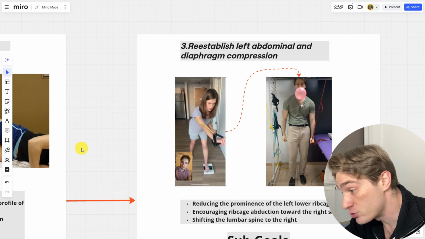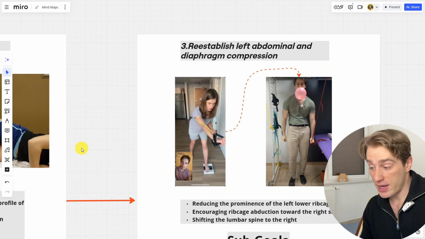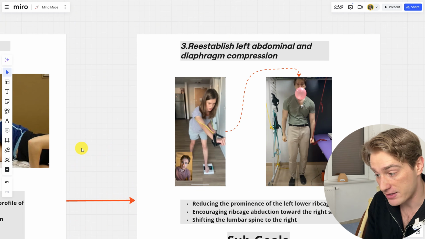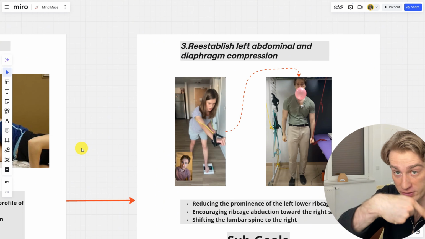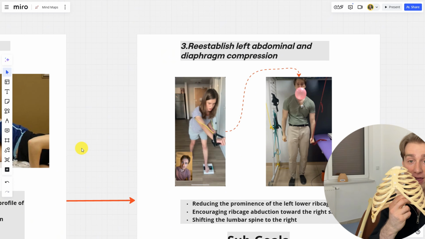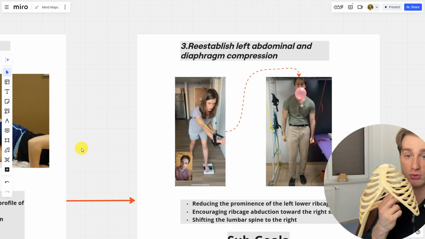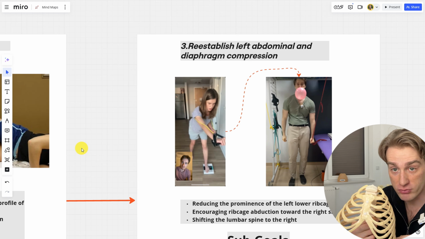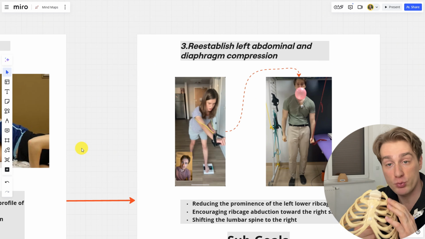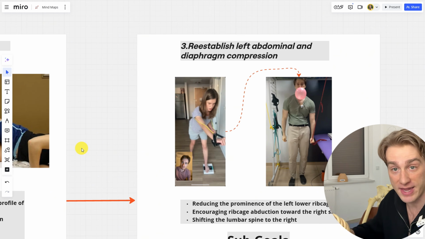The third step is re-establishing the left diaphragm and left internal obliques. Again, it's a part of the left stance. If your spine is curved again towards the left, we would have to utilize the rib cage and your inner abdominal to shift your spine towards the right, so the rib cage movement will assist you with that goal.